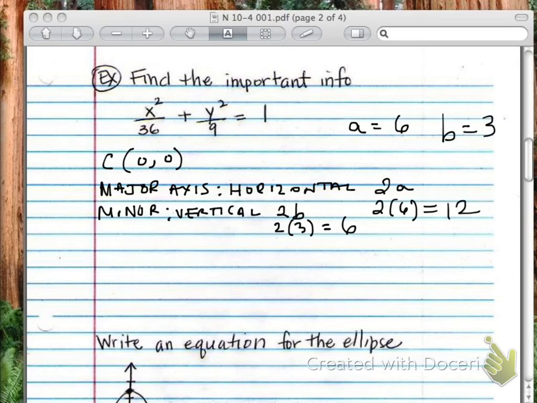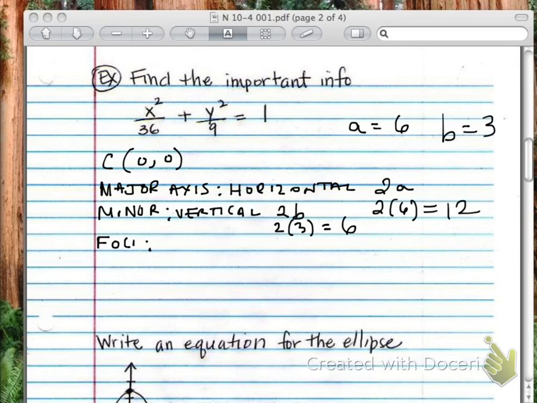And then the last thing we want to find is the foci. How do you find that for this problem? 36 minus 9. Not yet, but we're going to need that in a second. Hang on, I just want to know the formula.